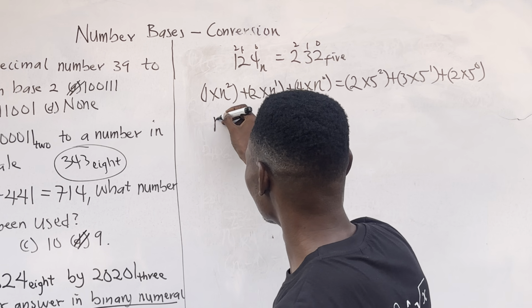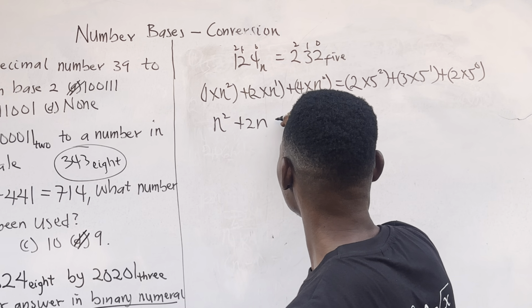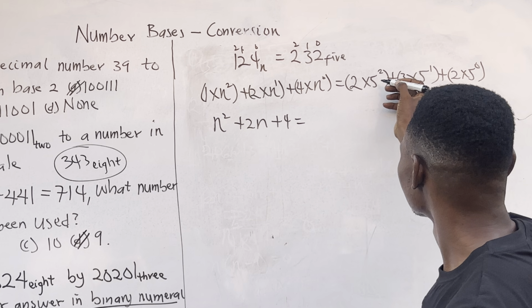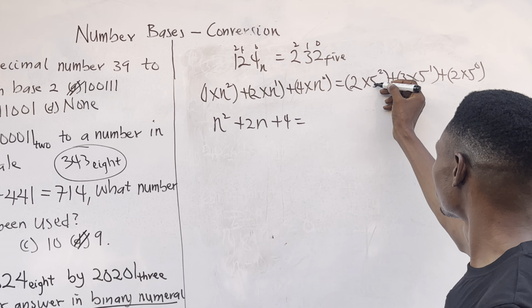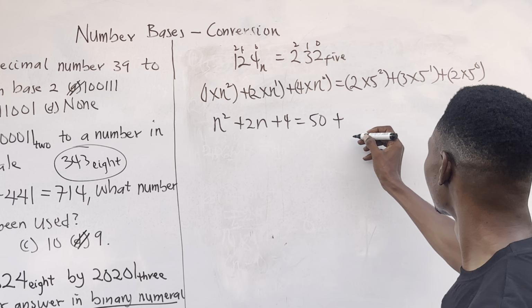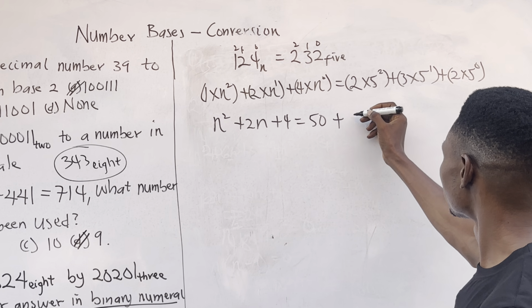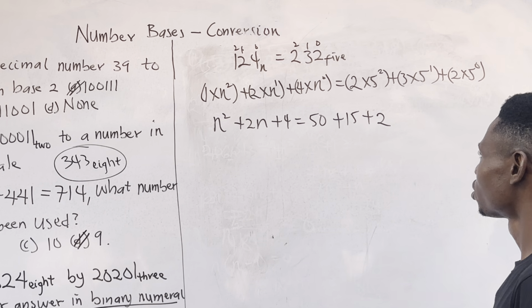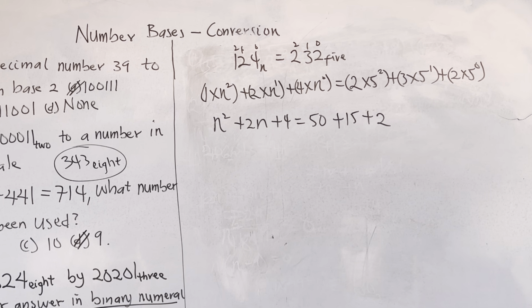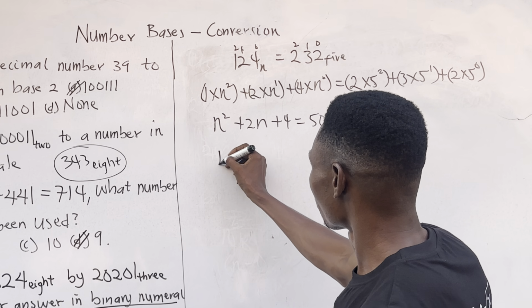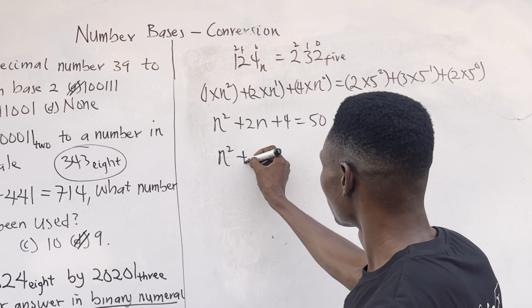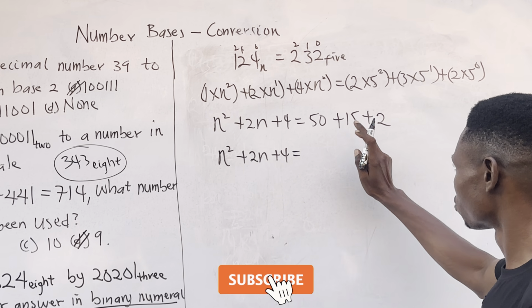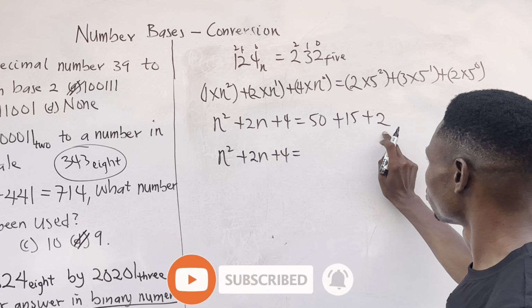So this will give us n squared plus 2n plus 4 equal to 5 squared is 25 times 2. That's 50. 5 raised to the power 1 is 5. 5 times 3, 15. Plus 5 raised to the power 0 is 1. 1 multiplied by 2 is 2. Okay, so what do we do from here? Like terms. So we have n squared plus 2n plus 4 equal to 50 plus 15. That's 65. Make it plus 2, 67.